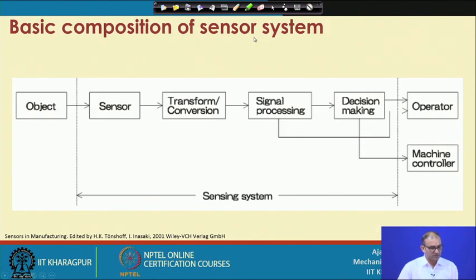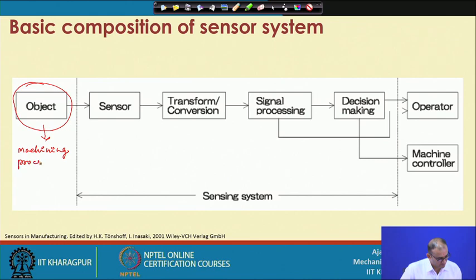Now, the basic components of the sensor. You can see these are the different words. First is our object. Object means our machining process. Let us consider this is a machining process. Now, we have attached some sensor to the machining process.